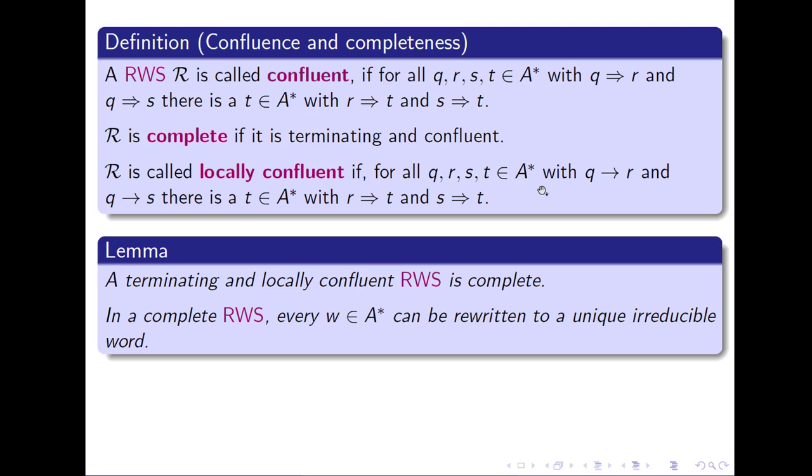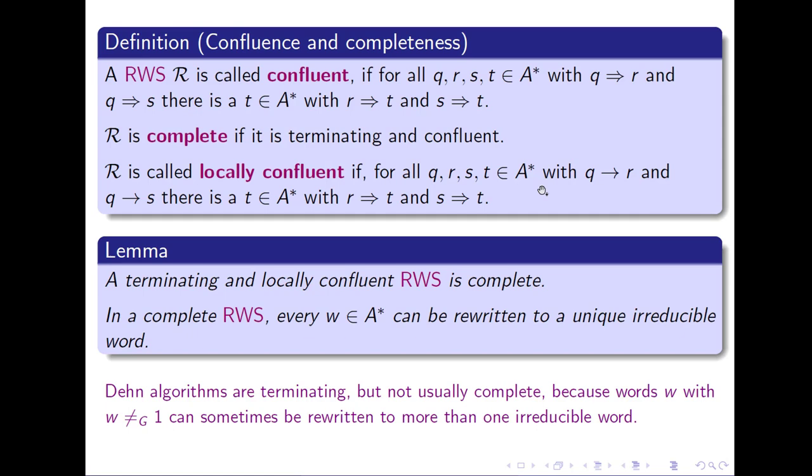It's a fairly easy inductive proof that a terminating and locally confluent rewrite system is also confluent. So, provided it's terminating, there is no difference, but that's a non-trivial, if not very difficult, lemma. Also, the good thing about a complete rewrite system, and again the proof is only a few lines, you could probably believe it, is that every word can be rewritten to a unique irreducible word. So this is going to be nice for solving the word problem in groups.